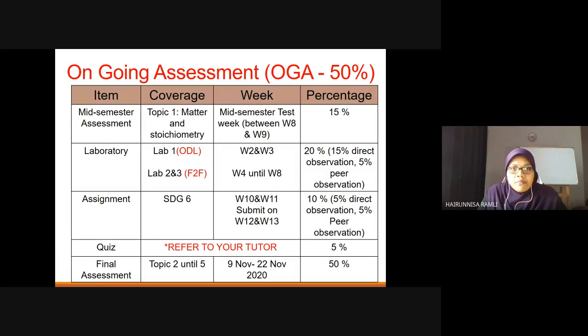So, we have mid-semester assessment. Previously, kita panggil test. Mid-semester test. Sebab kita sekarang buat ODL, Open Distance Learning. So, kita akan bagi assessment lah. Cover topic 1. Okay, the topic is matter and stoichiometry. Bila? Antara week 8 and week 9.